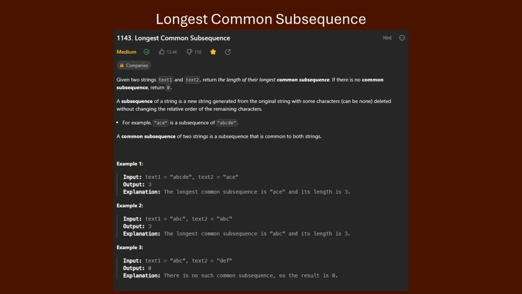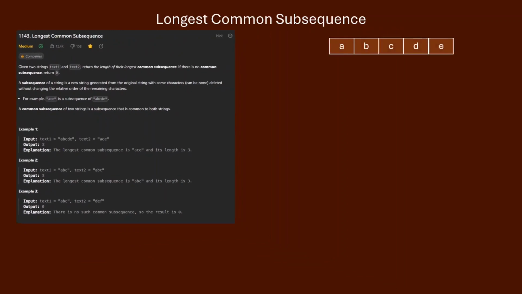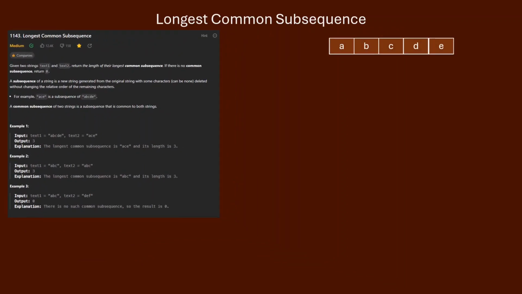Let's try to understand what a subsequence is. Let's take this string for an example, A, B, C, D, E. Now, a subsequence is a new string that we can generate by using any of these characters from the input string with the condition that the order of these characters is maintained as what we have in the input string.